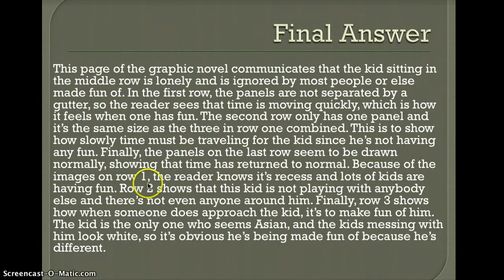Because of the images on row 1, the reader knows it's recess, and lots of kids are having fun. Row 2 shows that this kid, the focus kid, is not playing with anybody else, and there's not even anyone around him. Finally, row 3 shows how when someone does approach the kid, it's to make fun of him. The kid is the only one who seems Asian, and the kids messing with him look white. So it's obvious he's being made fun of because he's different.